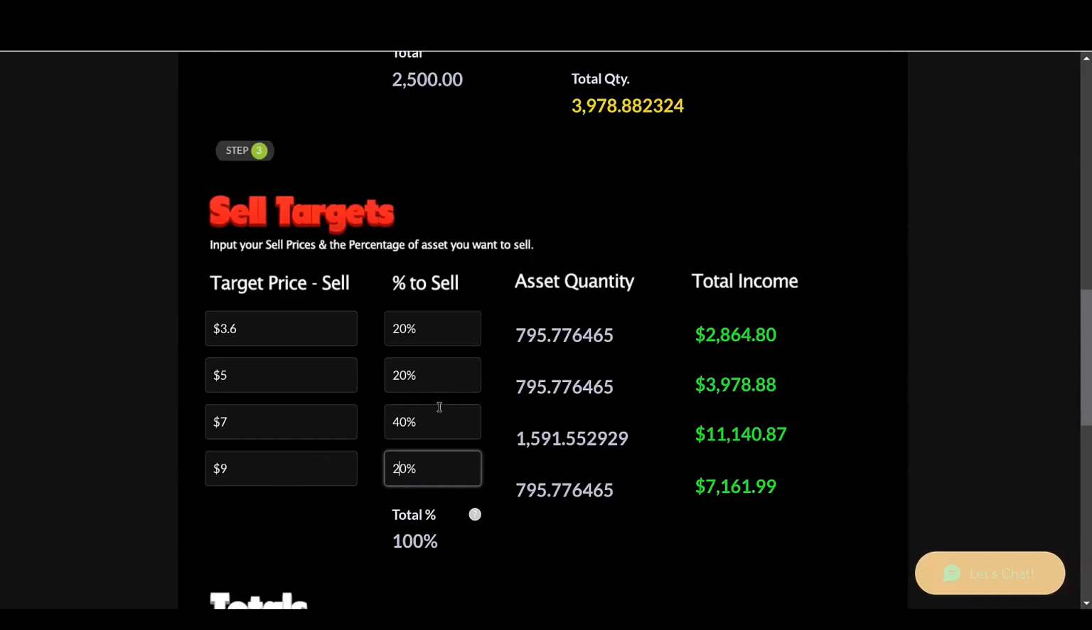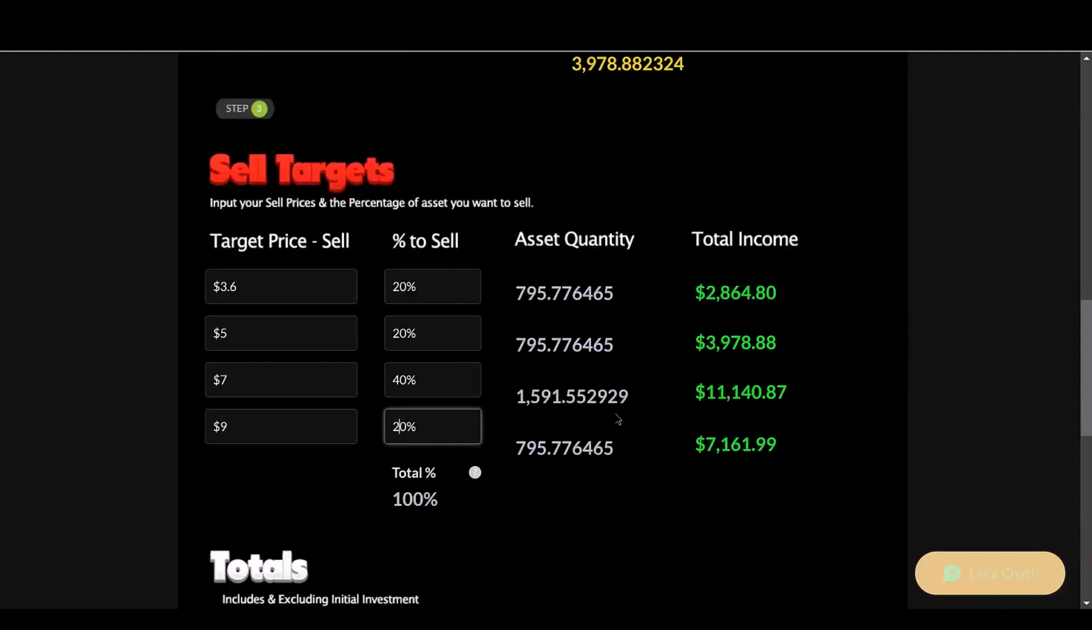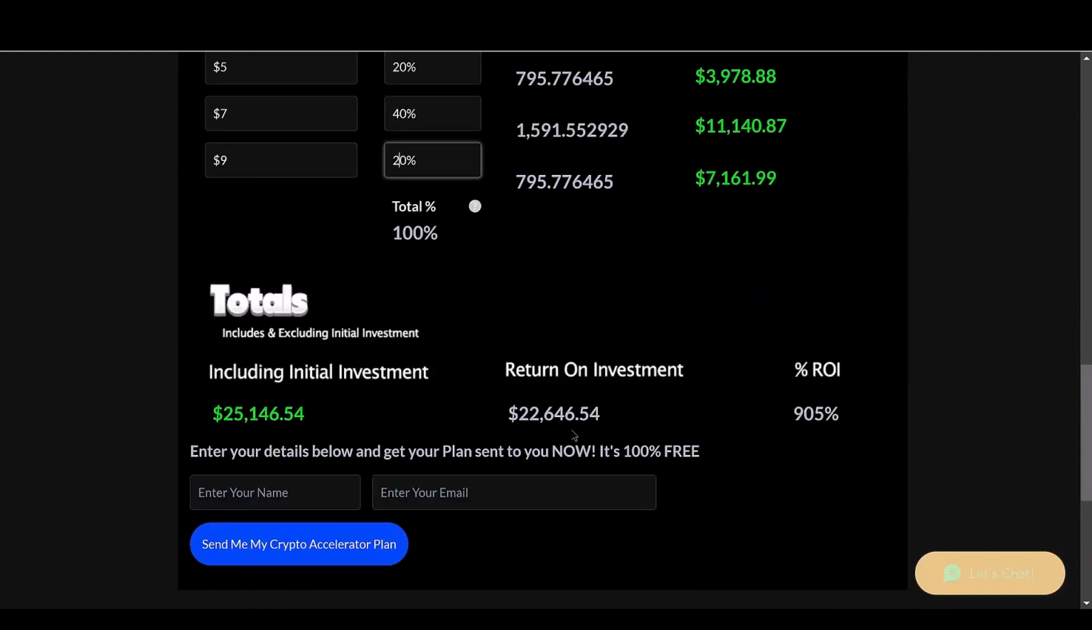I've got our 20, 20, 40, 20 percentage sell profile put in, and it shows that even for that first 20%, we get $300 back as profit on our initial investment just from that first sell, which is always a good thing to try and get, because now everything after that is just pure profit. Let's have a look at what our return on investment would be. It'd be 22,600 based on that 2,500. That's still a 900% return on investment.